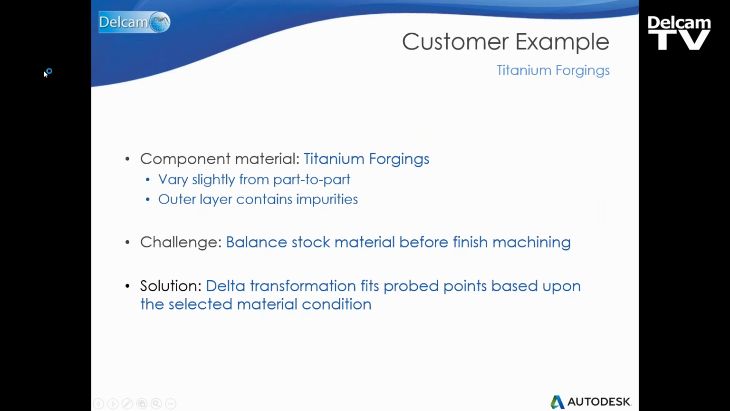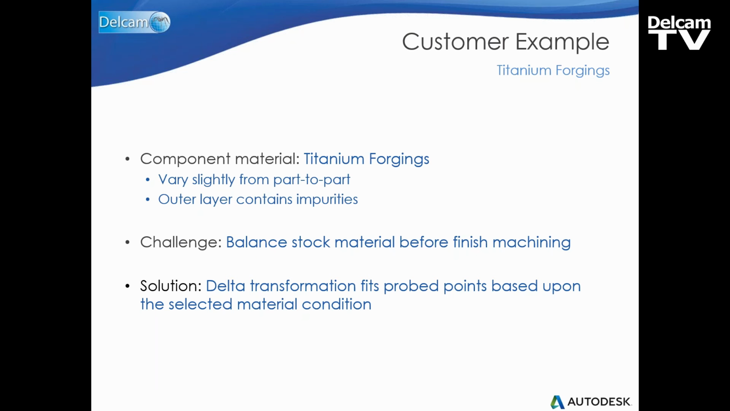Okay, so to give you a real-life example of where our part alignment functionality is being used, we have a customer who are working with titanium forgings. Now with forgings, there's always some very small variation from part to part, and impurities tend to solidify on the outer layer of the forged part.